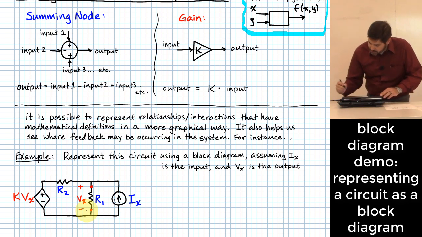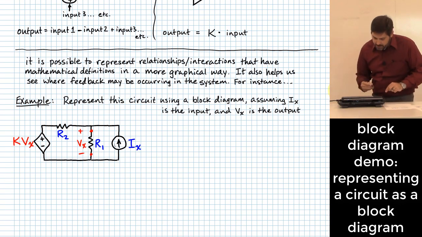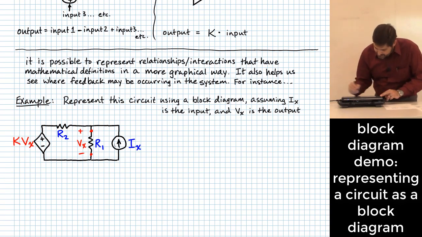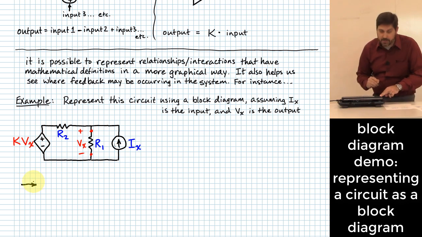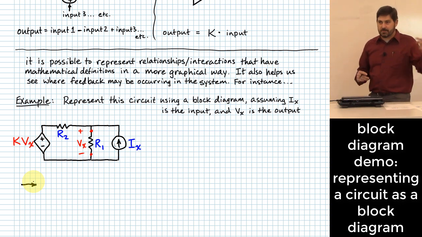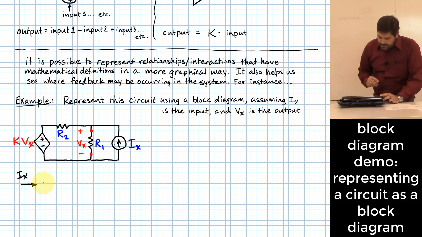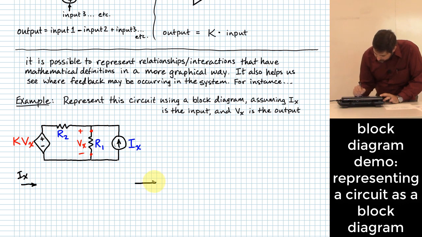So let me start by showing Ix as an input coming in on the left. You don't always have to have an input coming in on the left, but that's the default way people usually show a big system: some input coming in from the left. So let's call that Ix. And then on the other end, we have some kind of output. What is our output? Vx.